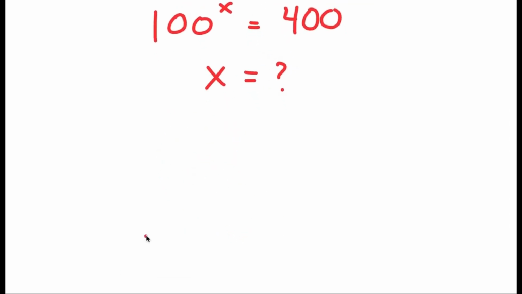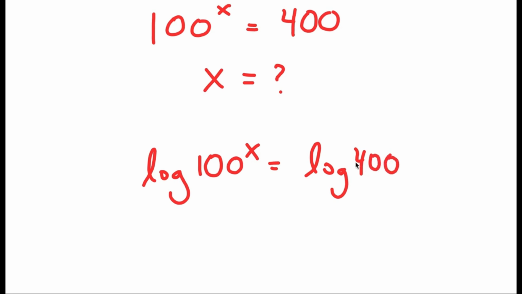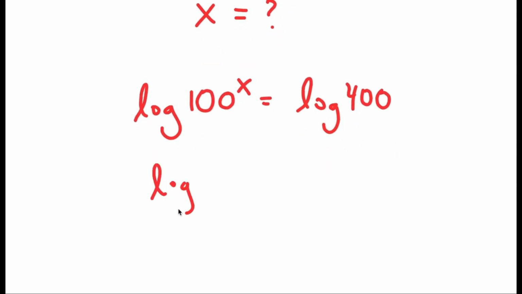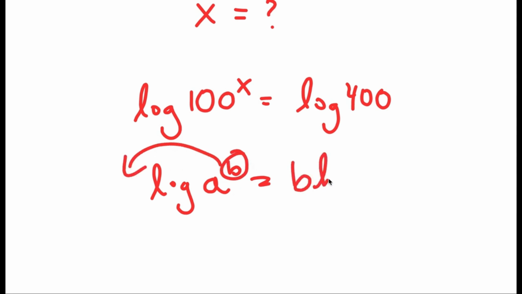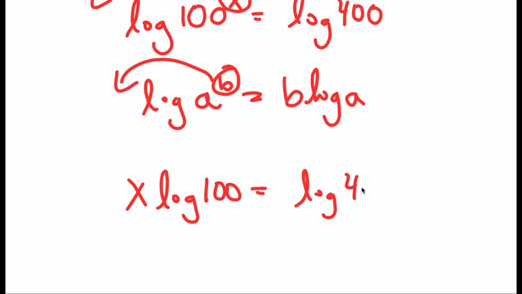So to solve this, what I'm going to be using is logarithms. I'm going to first start by taking the log on both sides. So I get log of 100 to the power of x is equal to log 400. And if I have something in the form log a to the power of b, I can move this exponent b to the front, so I get b times log a. In this case, I have log 100 to the power of x. I can move x to the front, so I get x times log 100 is equal to log 400.